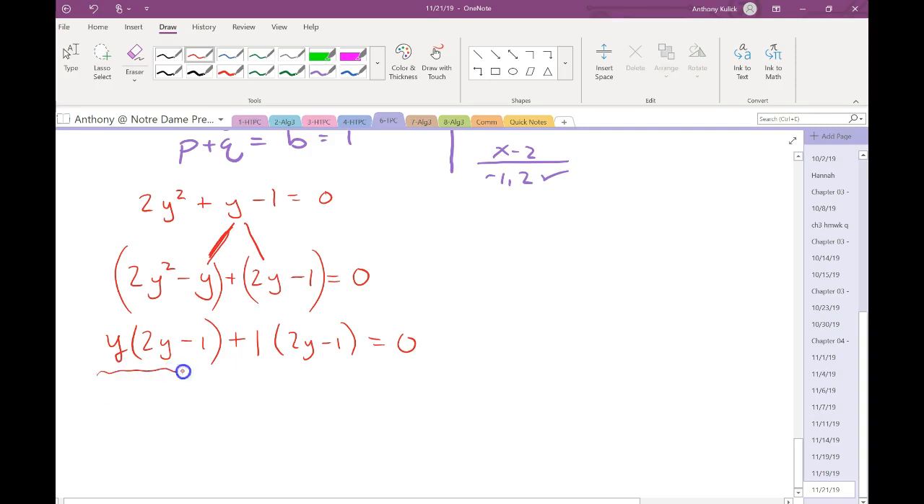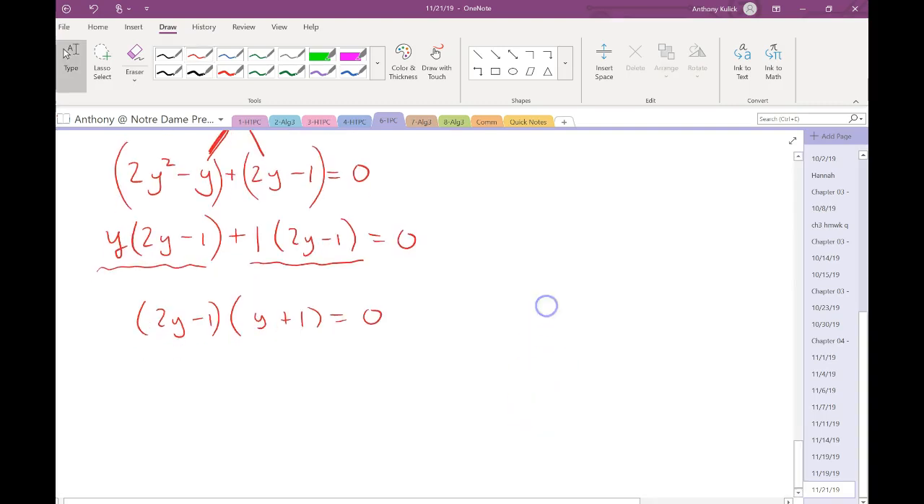So now if I look at this as one piece and that as one piece, I'm going to look for another greatest common factor. What's the greatest common factor between these two? 2y minus 1. Great. And when I factor that off, what's left? Y plus 1. Does that start to ring some bells here? Okay. And at this point, to solve this, what would I do now?